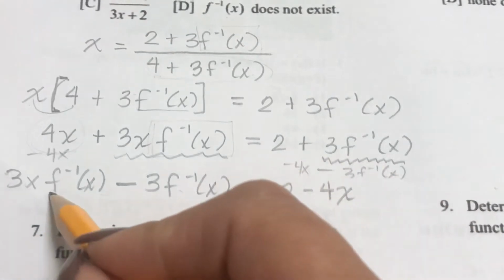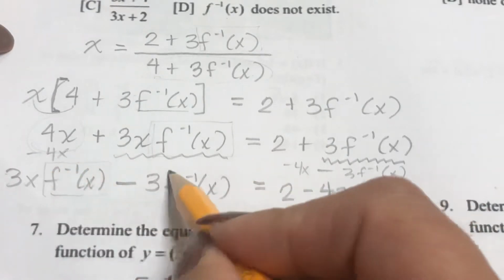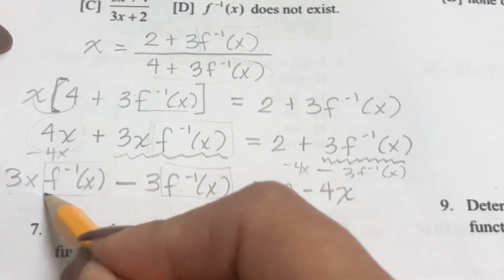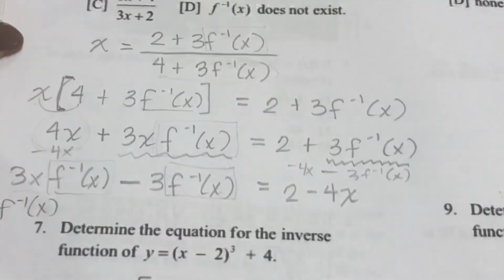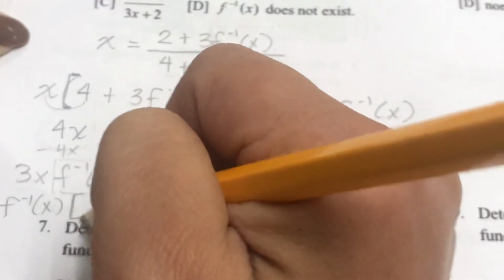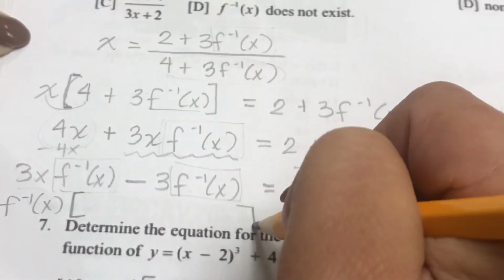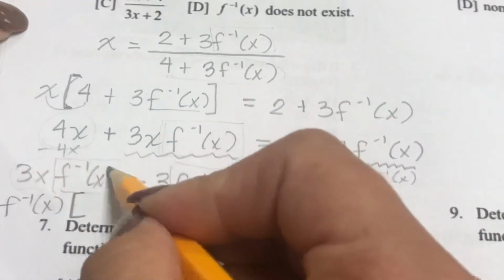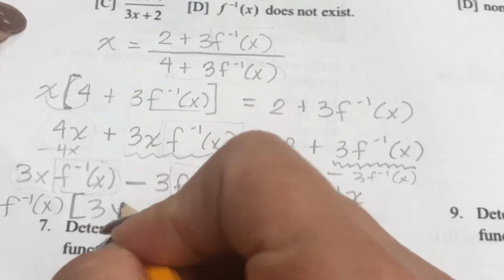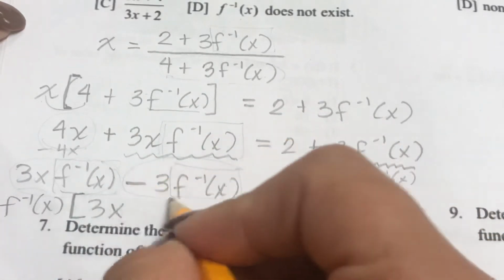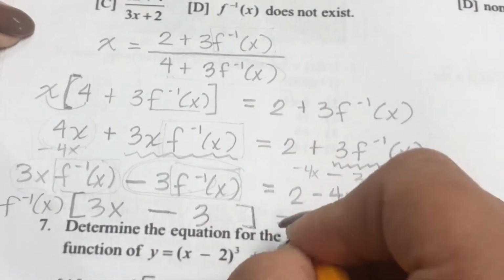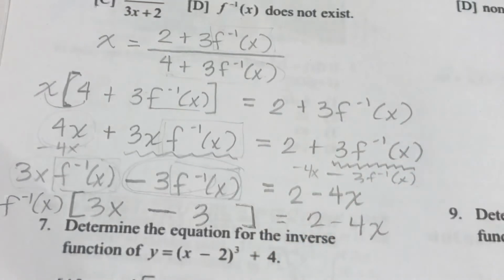What I'm going to do is factor out f inverse of x out of both terms. Divide 3x times f inverse of x by f inverse of x. I'll write it out here. Okay. Times, let me use a bracket just to separate from the parentheses. Here, if I divide this term by f inverse of x, I'm left with 3x. If I divide this term by f inverse of x, I'm left with minus 3. And that equals 2 minus 4x.